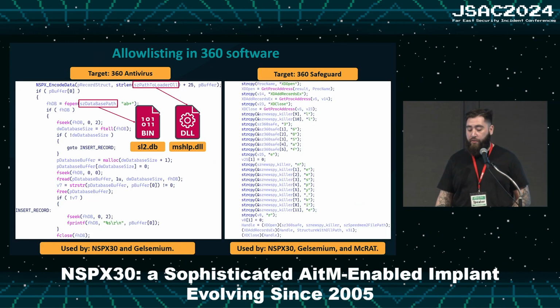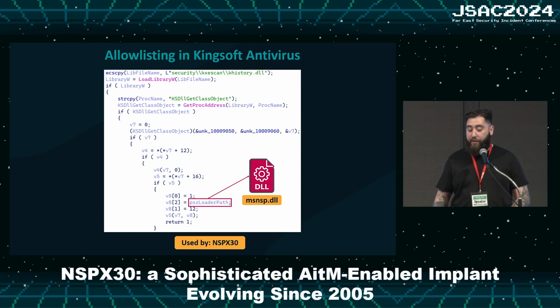In 360 Safeguard software, the orchestrator uses a similar technique, loading the software DLLs and calling its APIs. But for 360 Antivirus, they operate on the database file manually. When I looked at this code, I was expecting something amazing. But the technique is very simple. They create a binary structure containing some hard-coded data and the path to the malicious DLL. The structure is encoded in base64 and then appended to the database. Amazing. And for Kingsoft Antivirus, similarly to the previous technique, they use an interface from a Kingsoft DLL. And this technique, we have only seen in the orchestrator of NSPX30.